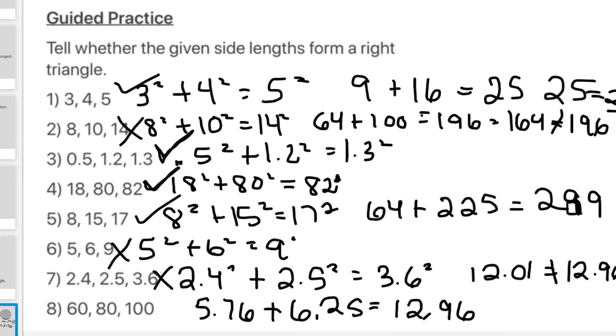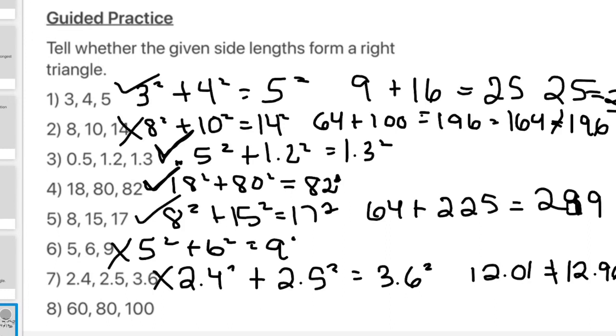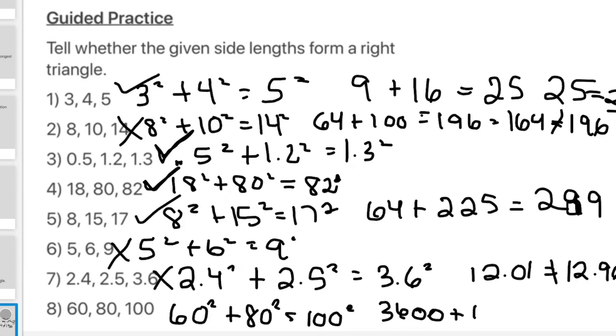Pause the video and try number 8 on your desk. So number 8, we have 60 squared plus 80 squared equals 100 squared. 60 squared is 3,600. 80 squared is 6,400. 100 squared is 10,000. 3,600 plus 6,400 is 10,000, which equals 10,000. And number 8 is a right triangle.